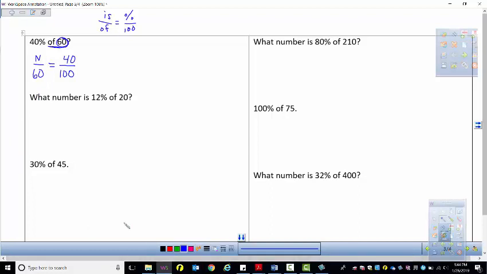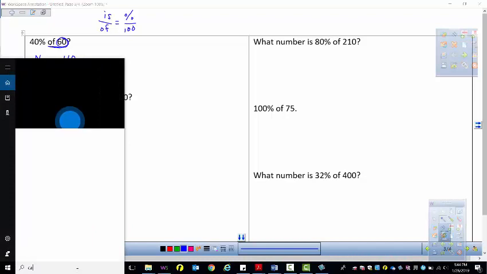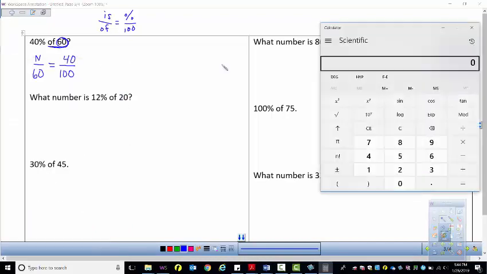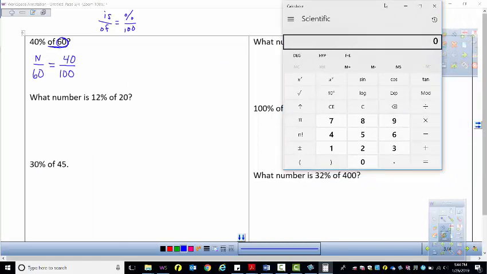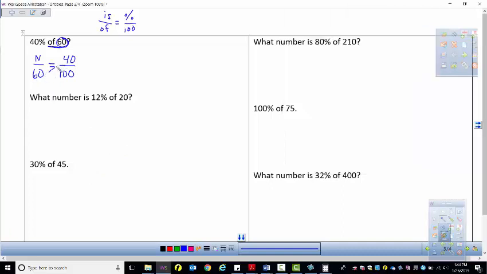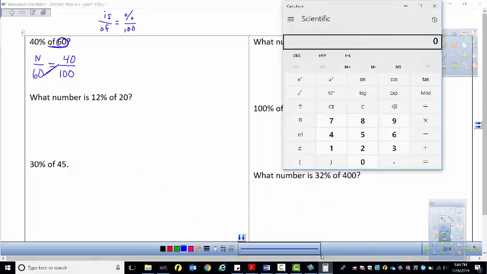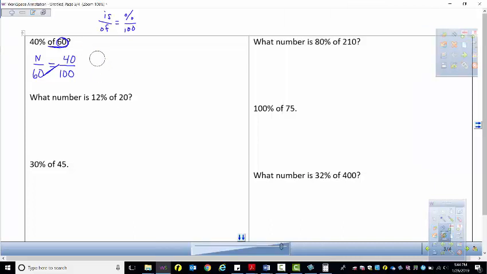All right, so now here's where you need your calculator. I gotta grab my calculator here. Okay, so when you solve a proportion, you multiply the diagonal that you know, the two numbers that you know. So I know these two numbers, so I multiply these two numbers. If I go to my calculator, I'm going to have 60 times 40, and that's 2,400.